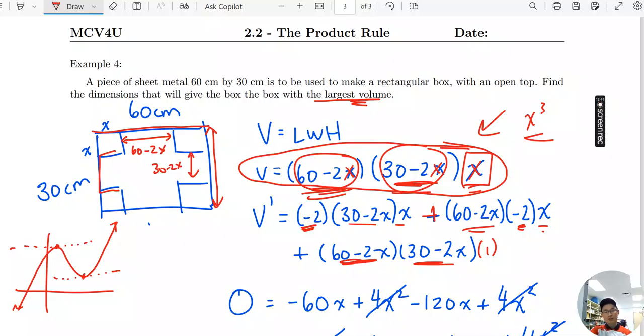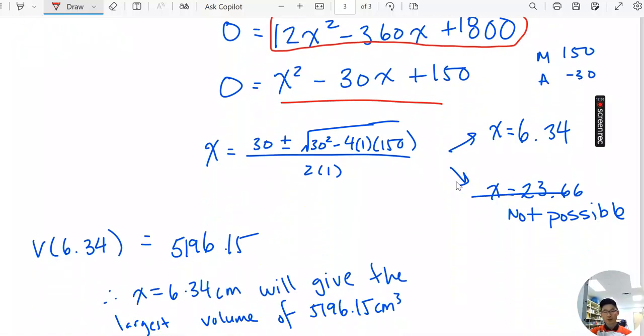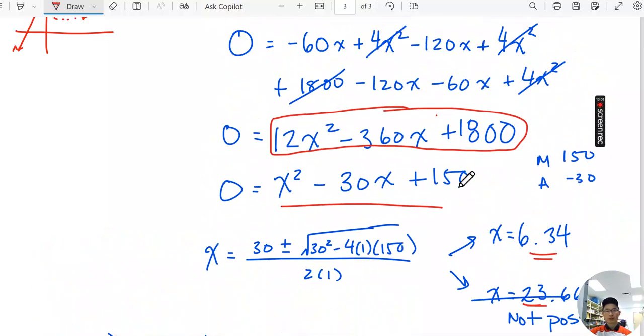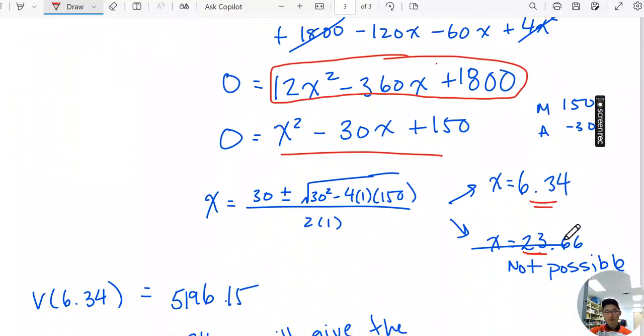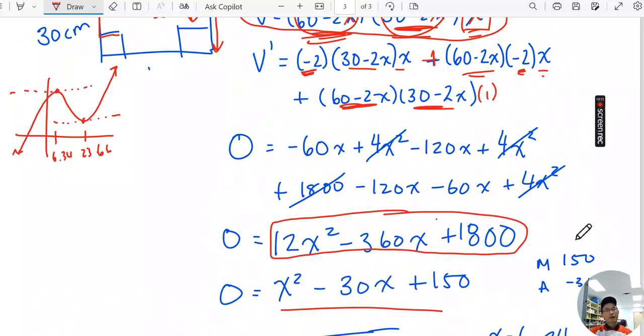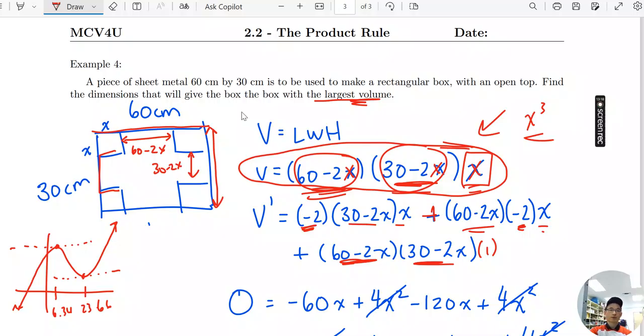So I need to set it equal to 0, and yes, I will end up finding 2 answers, which I did. So once we got here, we divided everything by 12, tried to factor it, didn't work, so I used the quadratic formula, and I got 2 answers, 6.34 and 23.66. So 6.34 is probably there, and 23.66 is the other one. Now, however, only 6.34 makes sense and not 23, because think back to the context of the question.